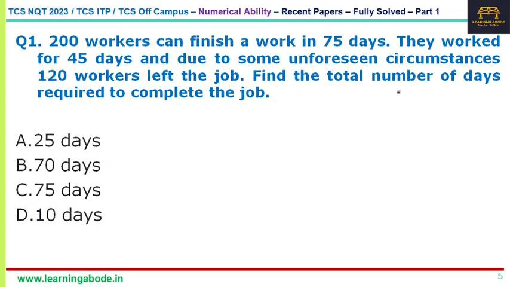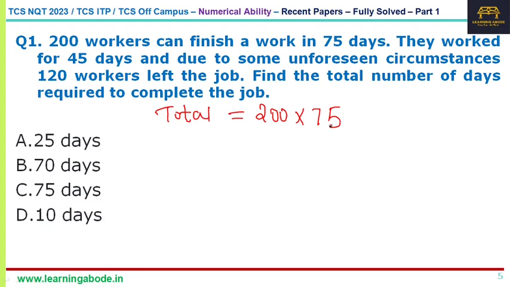The first question is a very simple time and work question. Here there are 200 workers and they can finish a task in 75 days. So what we can write is that the total work involves 200 people working for 75 days. How much is that particular total? Forget about that for a moment. This is the total work to be done.